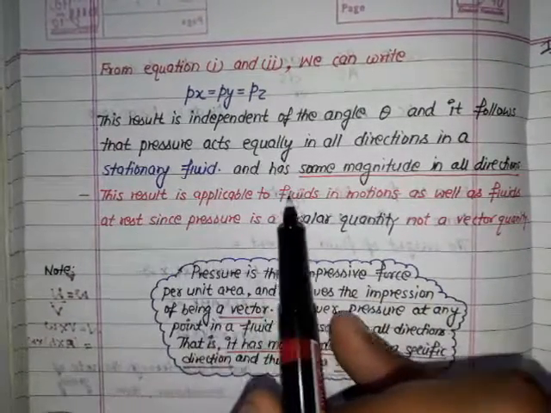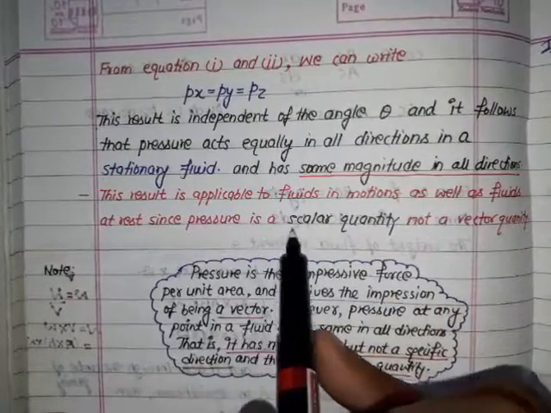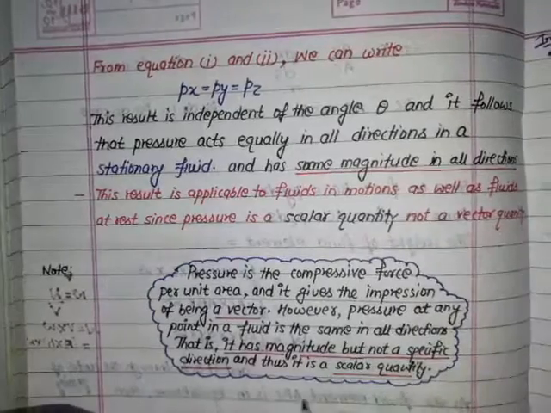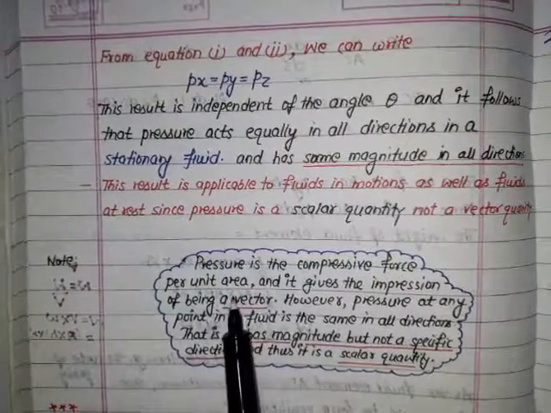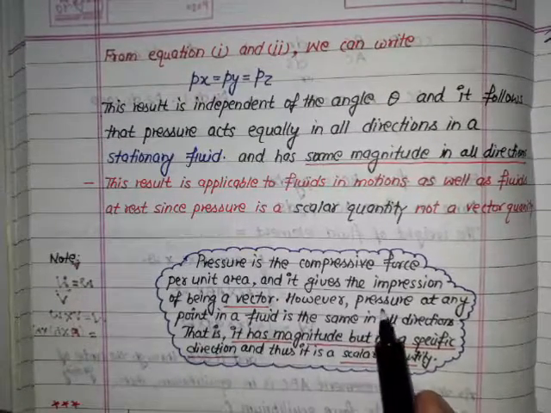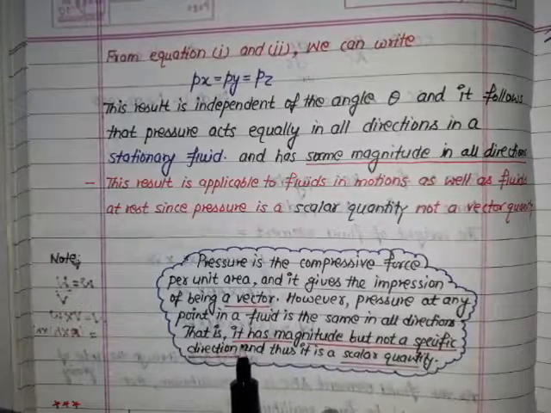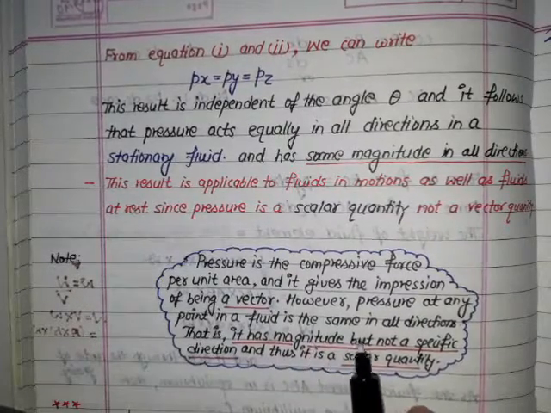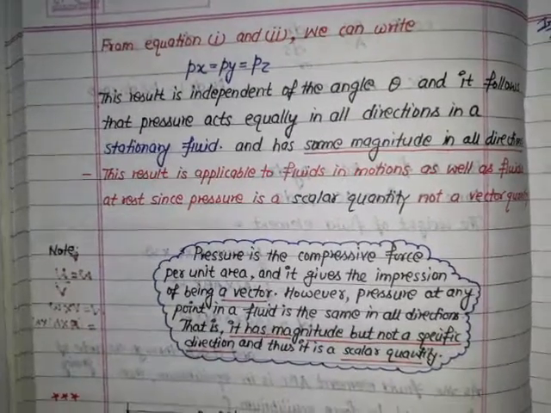This result is applicable to fluids in motion as well as fluids at rest, since pressure is a scalar quantity, not a vector quantity. Pressure is the compressive force per unit area, and it gives the impression of being a vector. However, pressure at any point in a fluid is the same in all directions. It has magnitude but not a specific direction, and thus it is a scalar quantity.